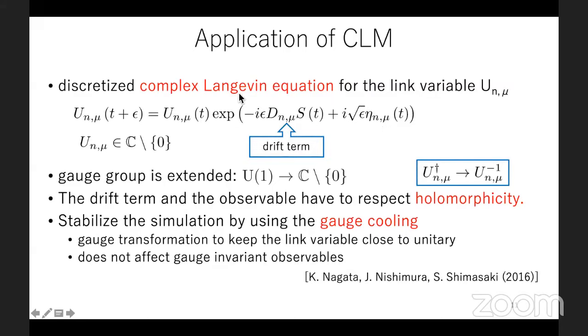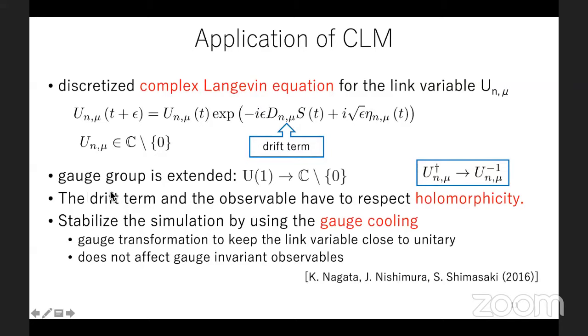In the complex Langevin method, the dynamical variable is generalized to complex. So in this case, the link variable is no longer unitary. It is generalized to complex numbers without zero. So the gauge group is extended.